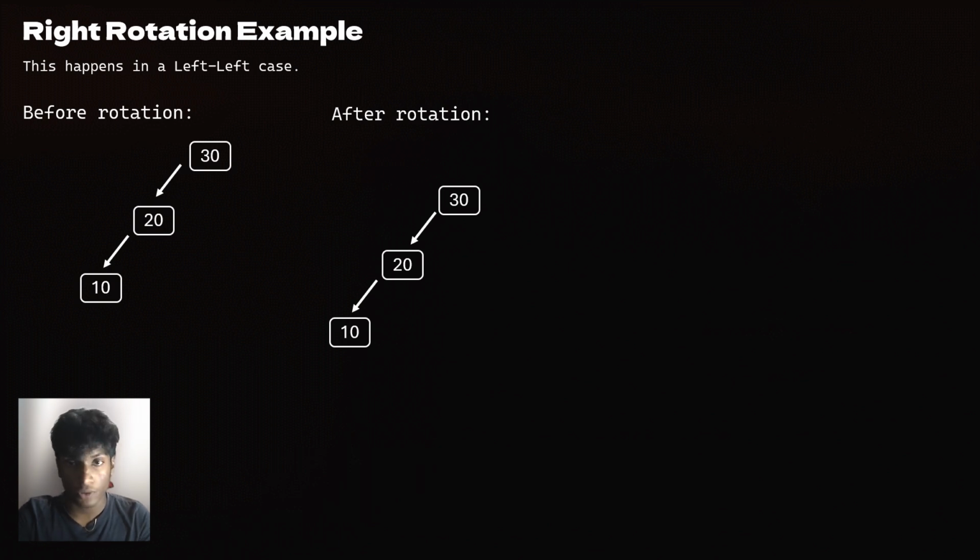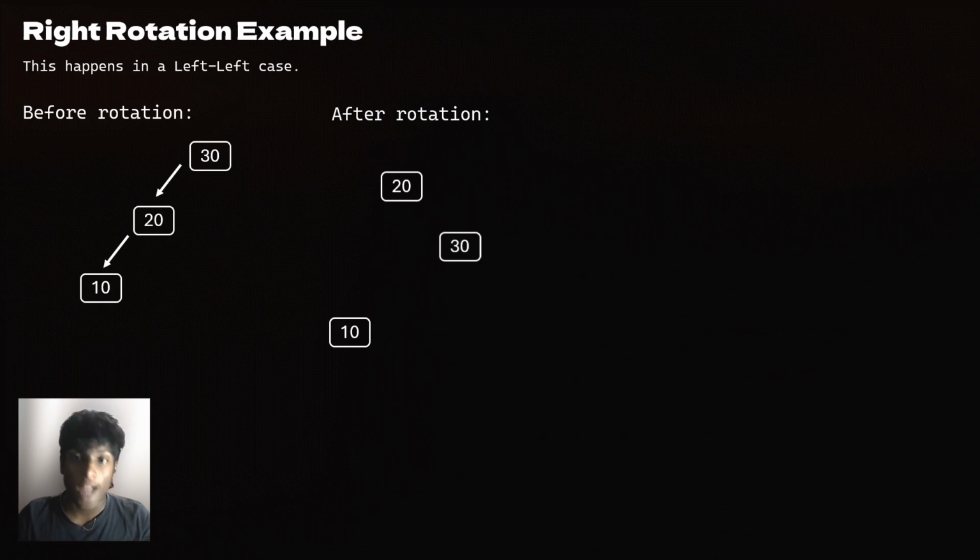Now we perform the right rotation. After the rotation, the middle node, which is 20, moves up and becomes the new root, and 30 becomes the right child of 20, and the 10 stays as the left child of 20. So the new balanced tree is 20 as the root, 10 on the left, and 30 on the right. Now the tree is balanced again. The main idea of right rotation is that it moves the middle node upward and reduces the height of the left-heavy structures.